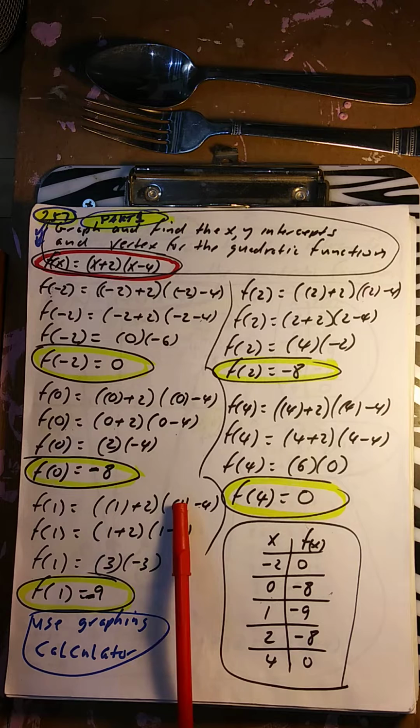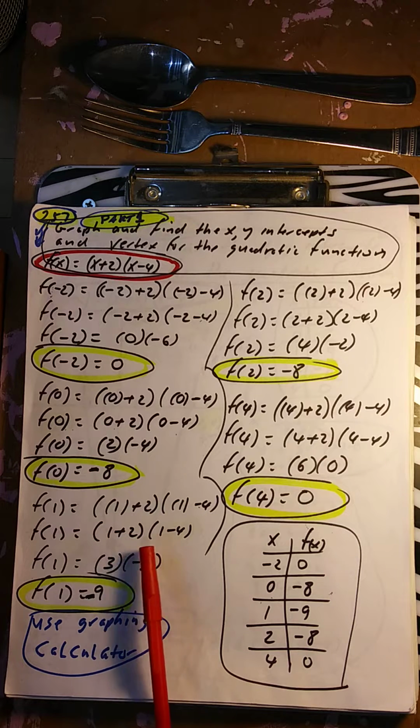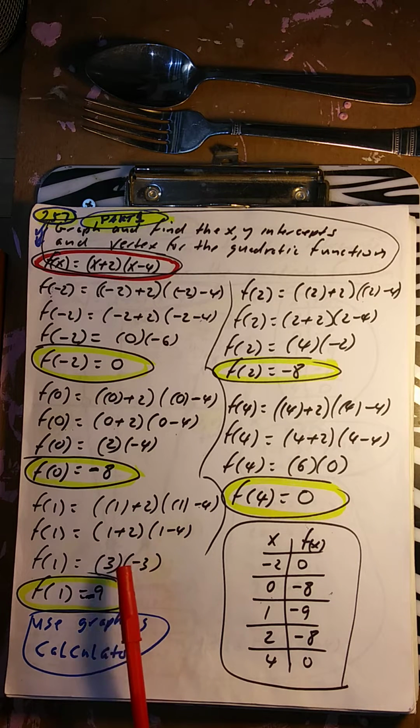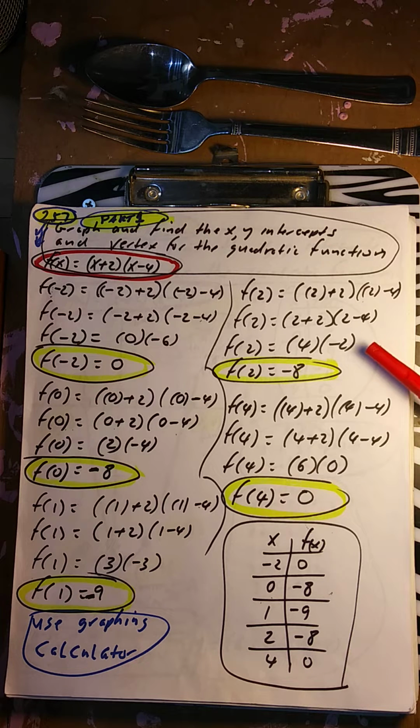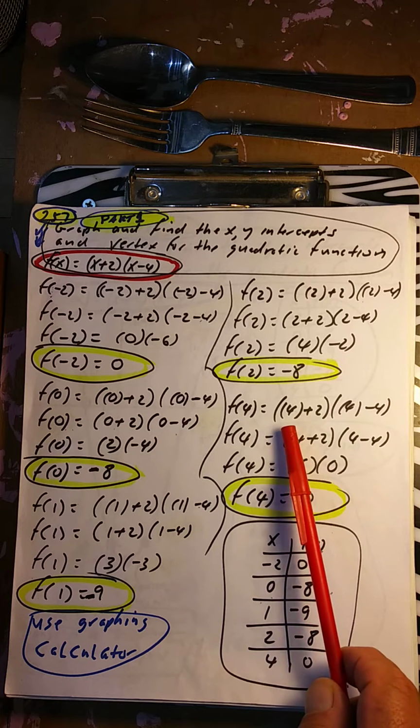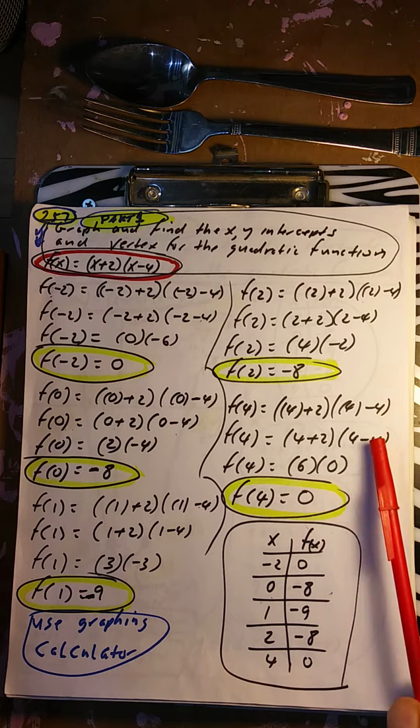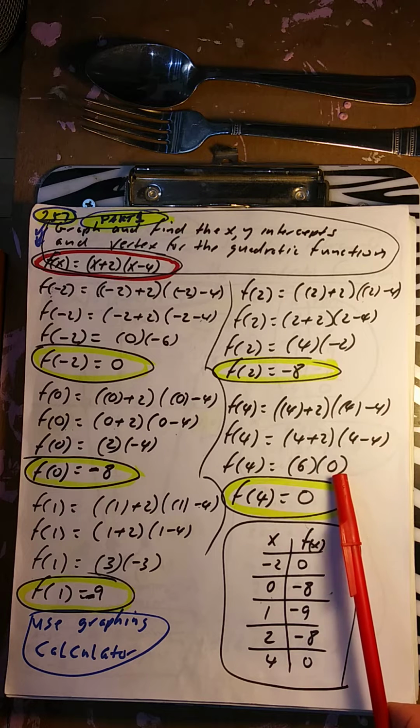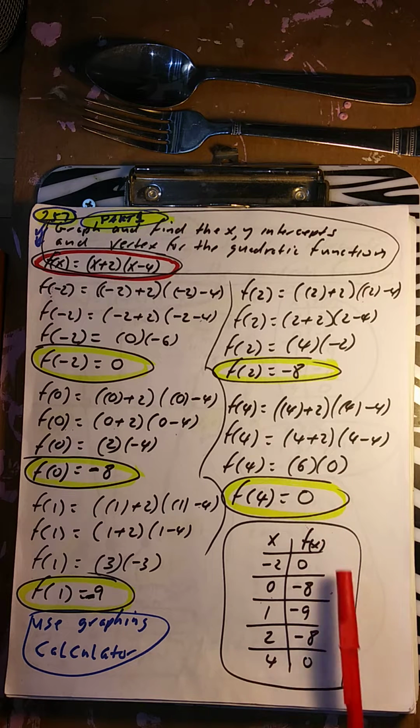1 in there, 1 there, 1 there. So 1 plus 2 is 3, and 1 minus 4 is negative 3. 3 times negative 3 is negative 9. Over here, we put a 2 in there. So 2 plus 2 and 2 minus 4, that's 4 times negative 2, which gives you negative 8. And put a 4 in there. 4 plus 2 and 4 minus 4, so that's 6 times 0, which is 0. So we have our table from those points that I picked.